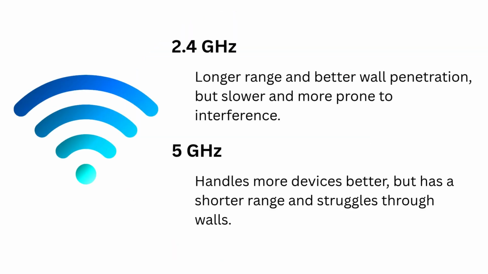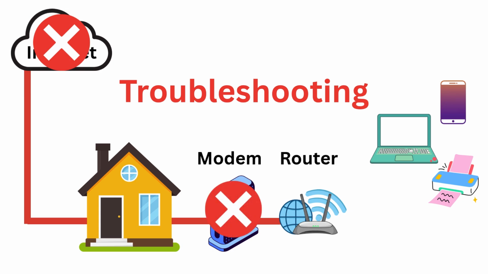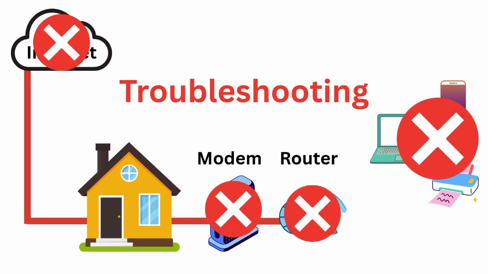And Wi-Fi comes in two main speeds, 2.4 GHz and 5 GHz. 2.4 has a longer range and better wall penetration, but it's slower and more prone to interference. 5 GHz is faster and handles more devices better, but it has a shorter range and struggles sometimes to get through walls. Notice there are 4 potential points of failure: the internet source, the modem, the router, and the individual device.